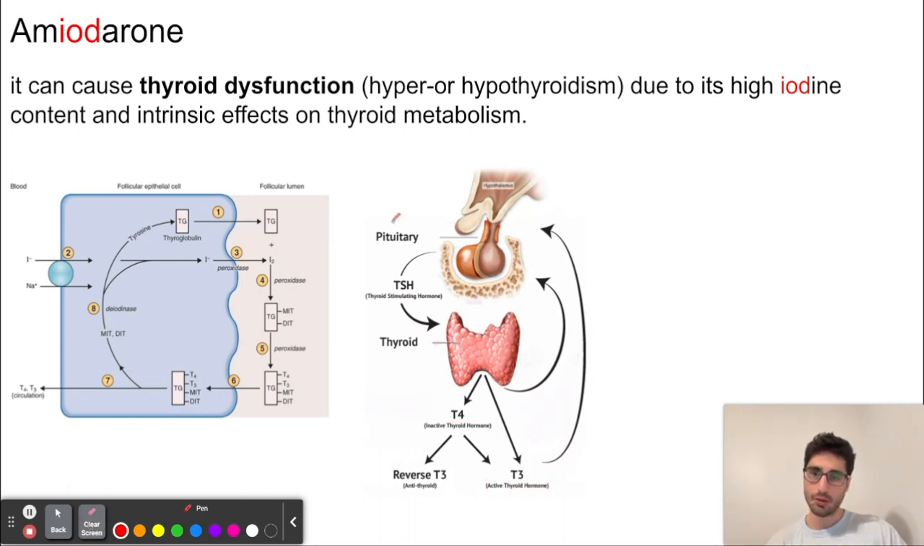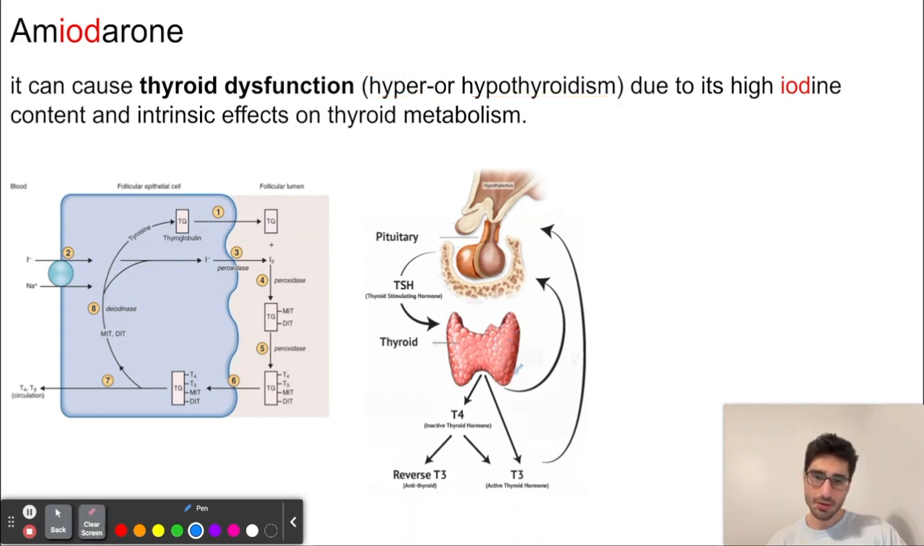And one important thing to know about amiodarone is that it can not only cause hypothyroidism, but it can also lead to hyperthyroidism. So there are two mechanisms in which that can happen. The first mechanism is that someone can have a thyroid nodule that they don't know about, and if you give them amiodarone, which has this high iodine content, then this thyroid nodule can use that iodine to produce thyroid hormones, and this can lead to hyperthyroidism.